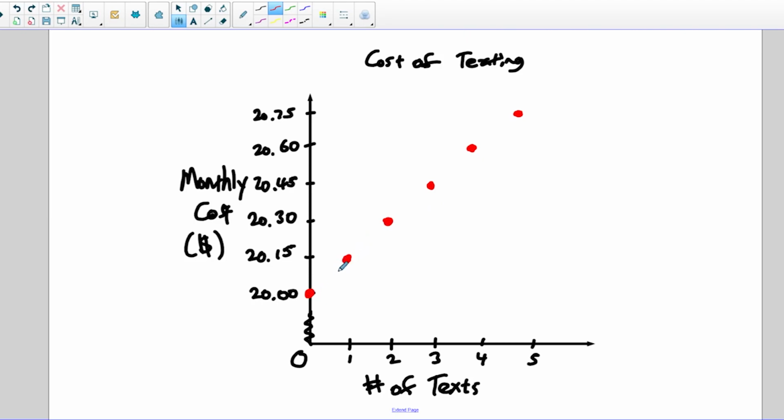Now, something to keep in mind here, I will not be connecting these points because there is no data in between them. I can't send a partial text message. I can't send 1.5 text messages. I can't send 2.124 text messages. I can't send 0.0005 text messages. So this only exists as discrete data.